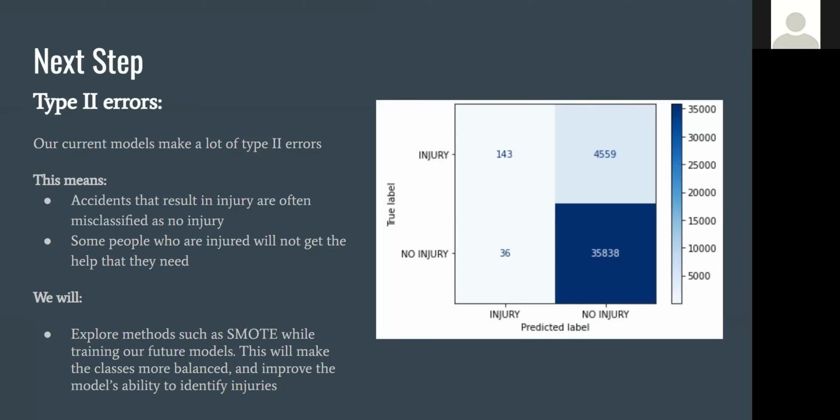So to address this, we're going to try methods such as SMOTE when we're training our data. We think that because there's a huge class imbalance in the training data, the model is better at predicting no injuries, but it's not so good at identifying the injuries. So we think that taking this approach might help their ability to reduce type 2 errors.